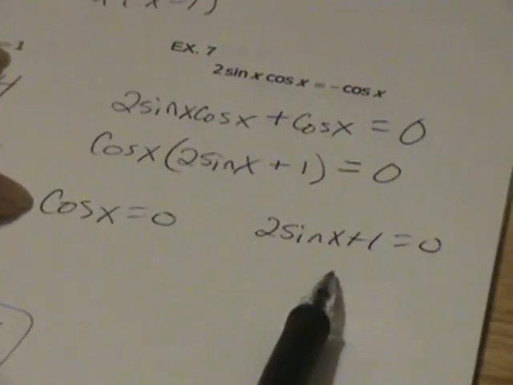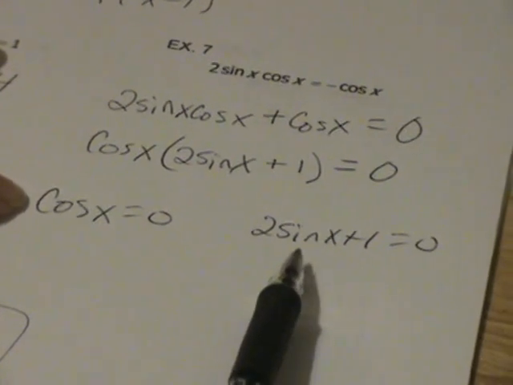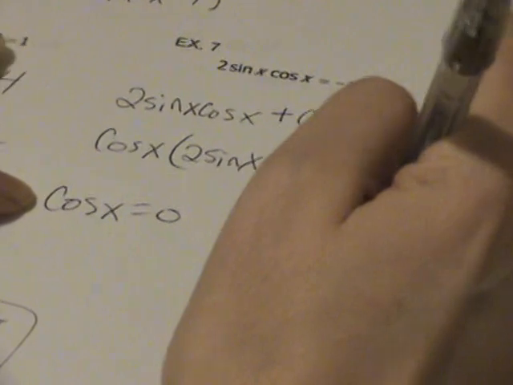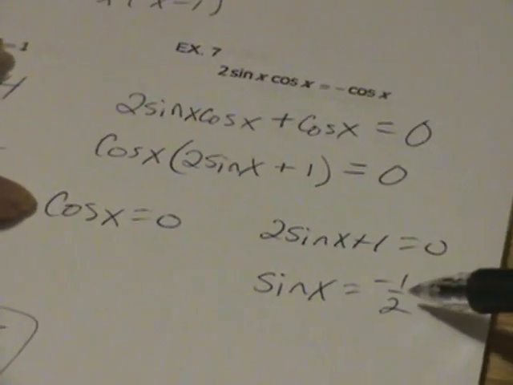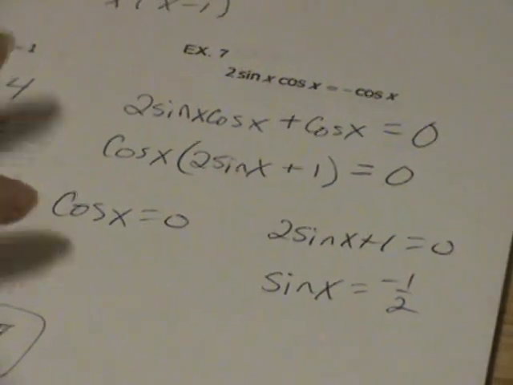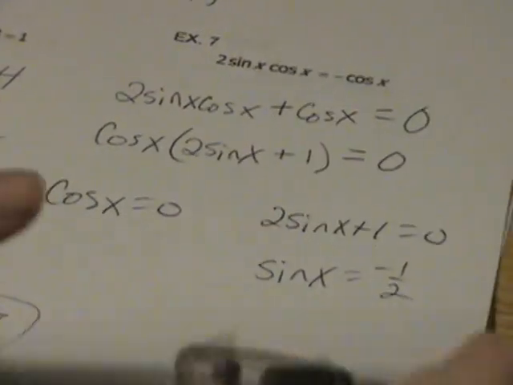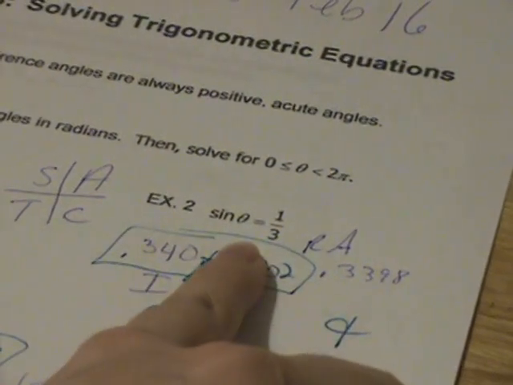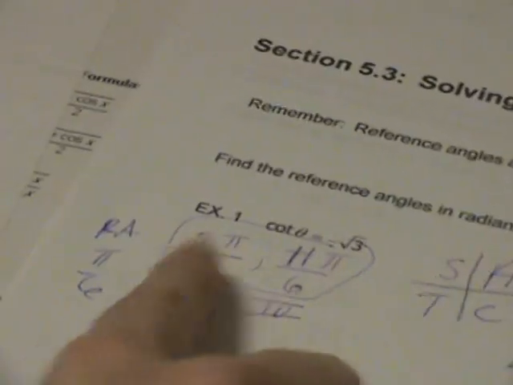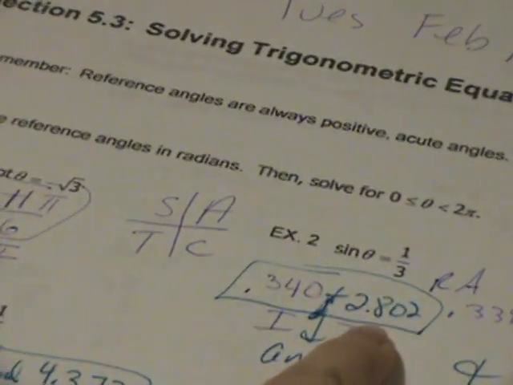Let's go ahead and solve this. So I just need to get the sine by itself. I'm going to subtract the 1. I'm going to divide by 2. Sine x equals negative 1/2. So now I've got these two little equations to solve. Now how am I going to solve them? The same way I solve this stuff here on the first page. If it's on the chart, then I'm going to have exact answers. If it's not on the chart, then we're going to go to the calculator and get the reference angle.